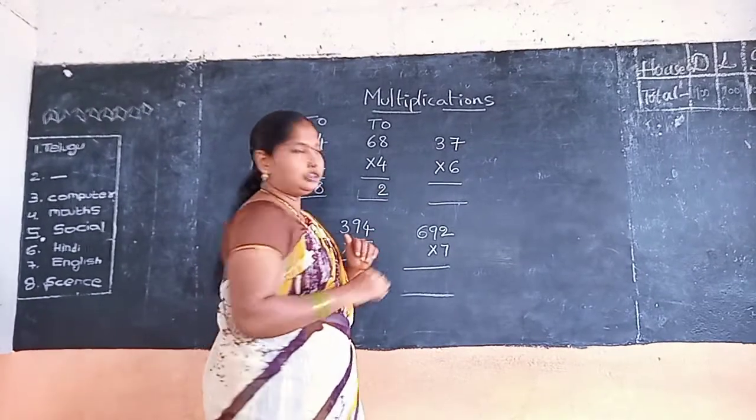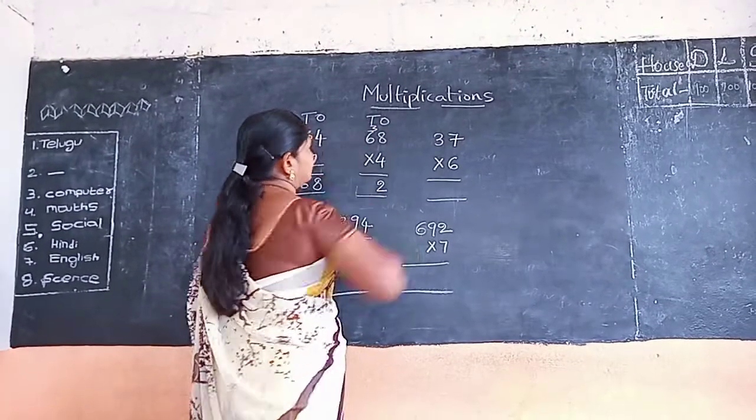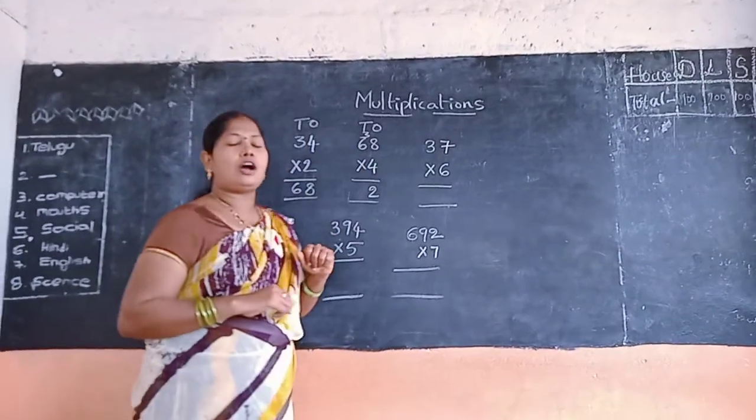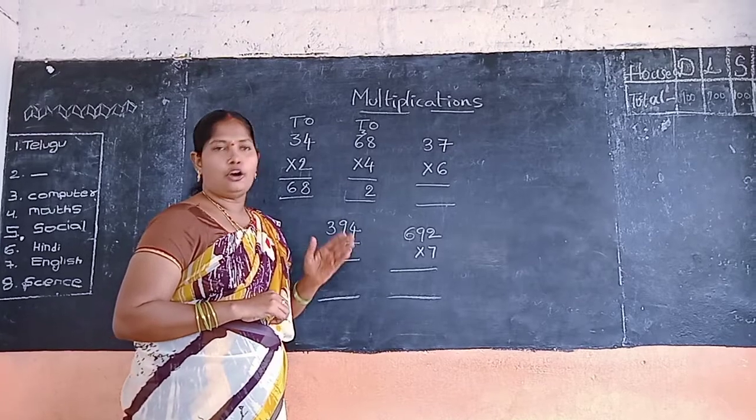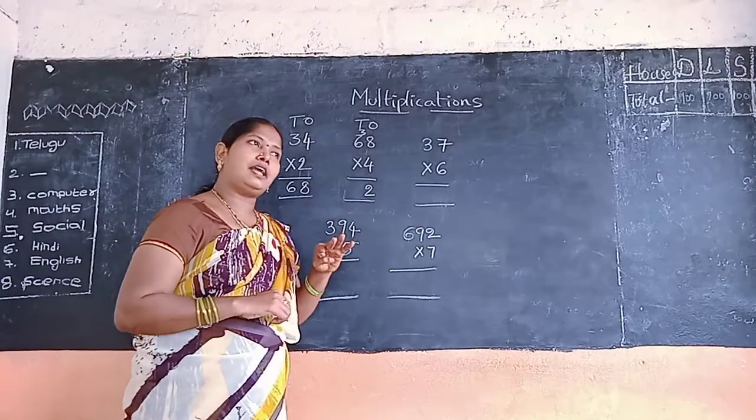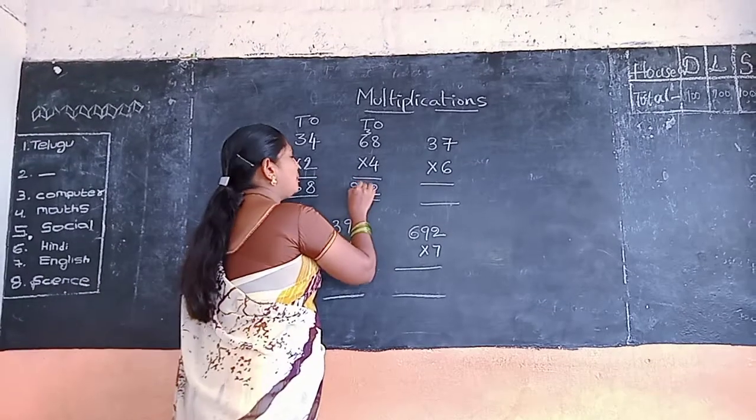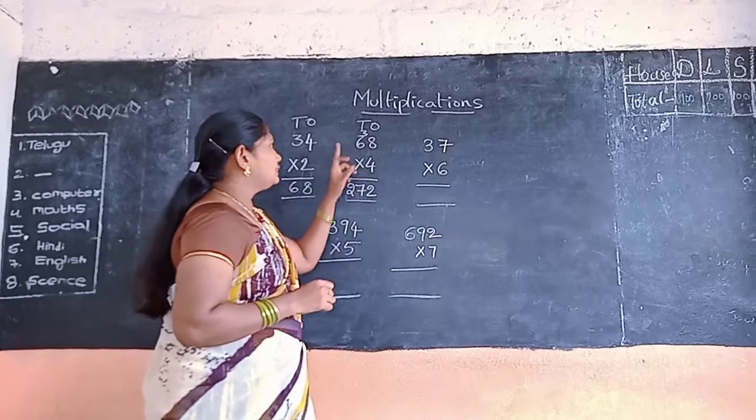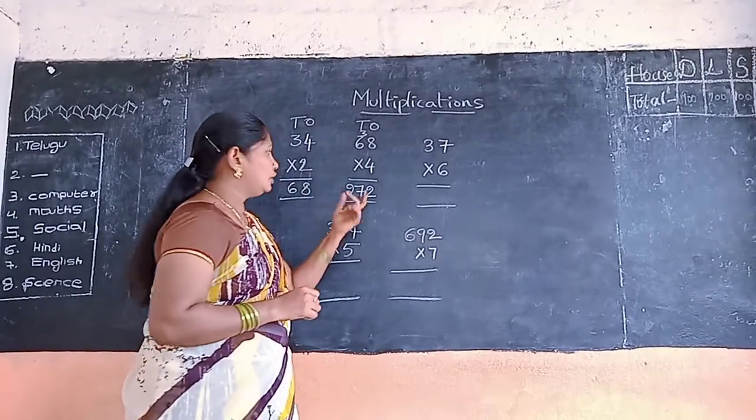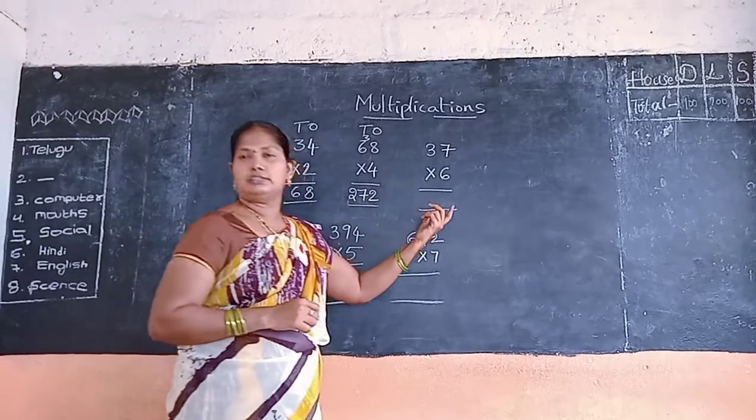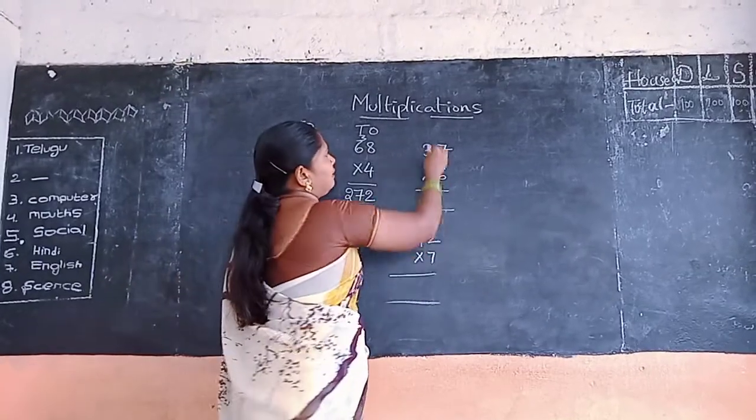Now 3 carries to tens place. 4 sixes are how much? 4 sixes are 24. The carried number is 3. 24 plus 3 is equal to 27. 68 fours are how much? 272.